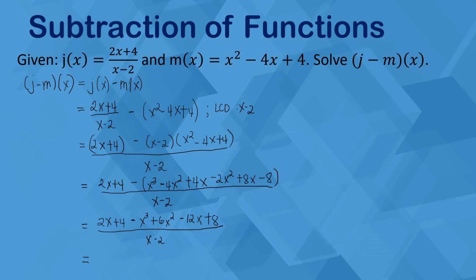We combine like terms. We have here negative x cubed plus 6x squared plus 2x minus 12x is negative 10x, plus 8, over x minus 2. And that is the difference of the j and m functions.